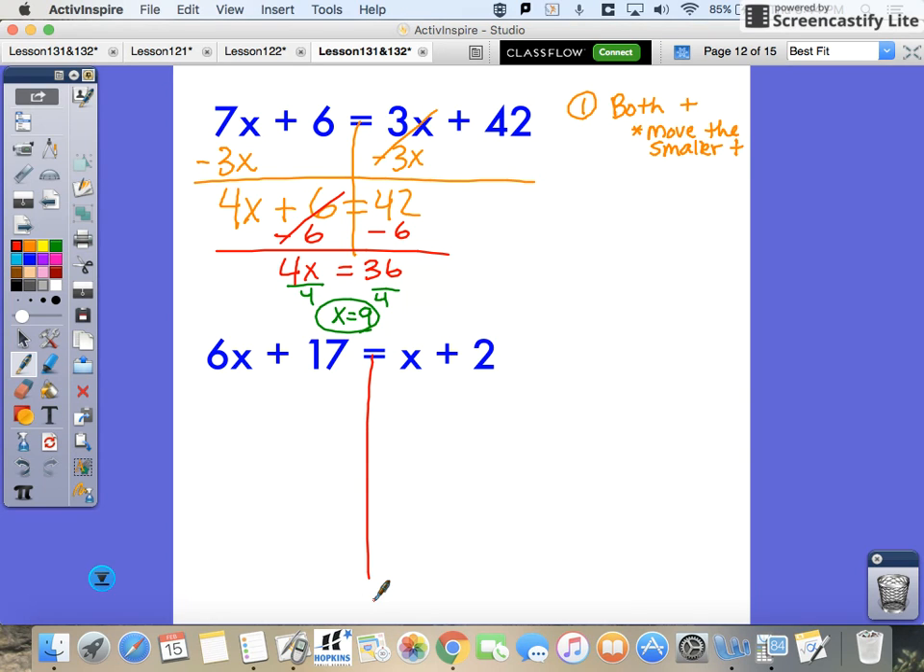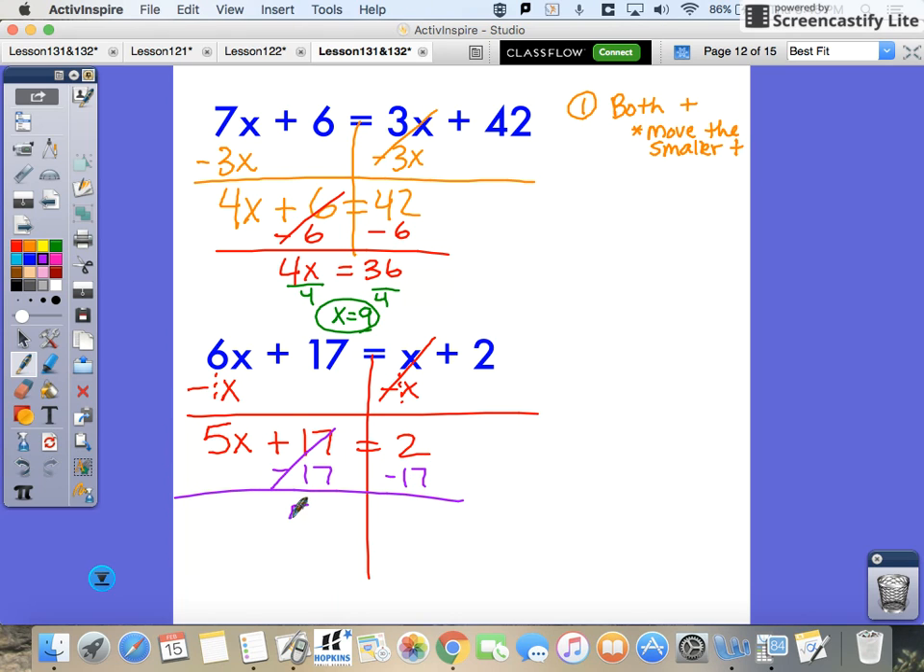Same thing, drop a line. Here I have two x terms. They're both positive, so I'd move this one. This is like 1x. 6x's minus 1x is 5x's. Plus 17 equals 2. Then we'll go minus 17, 5x is still there, negative 15 is there. Divide by 5, x equals negative 3.